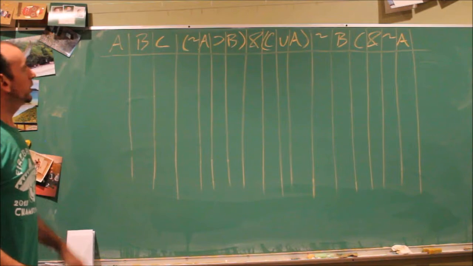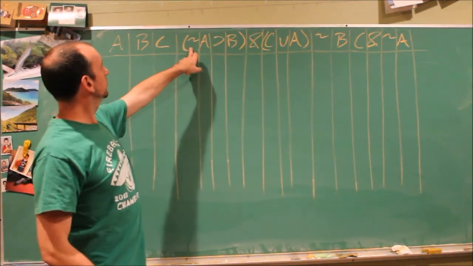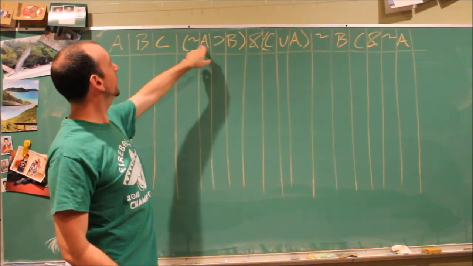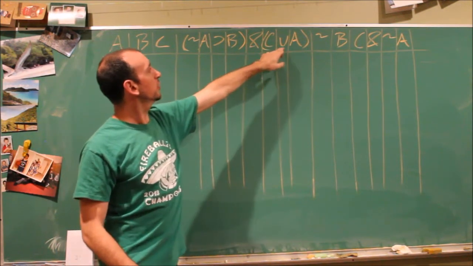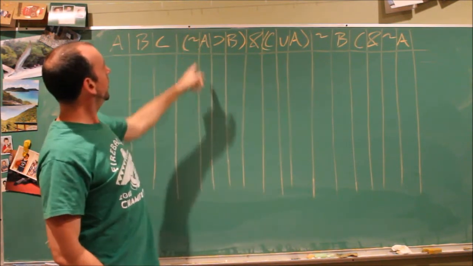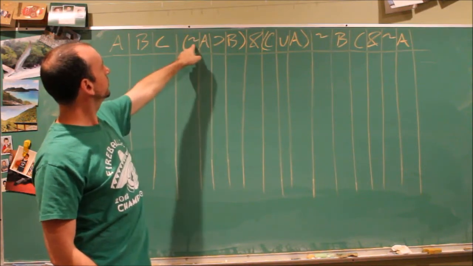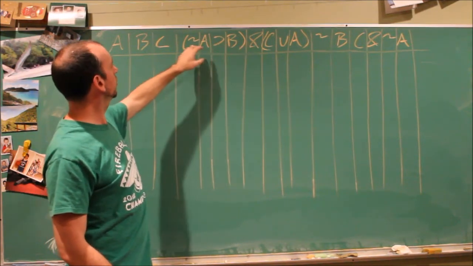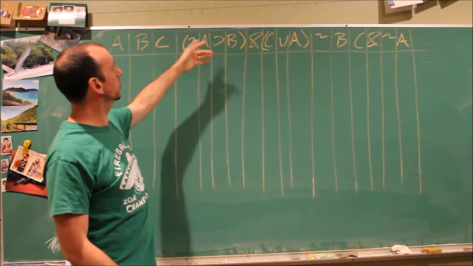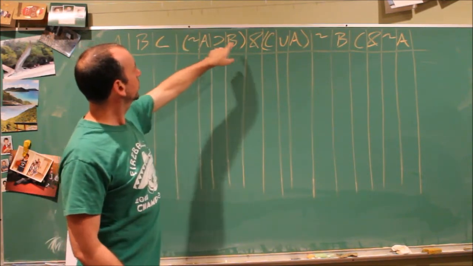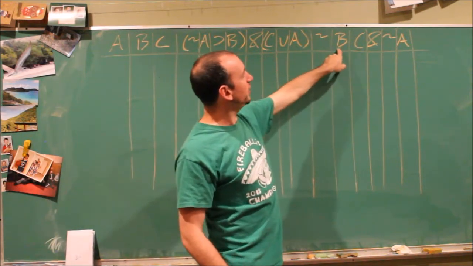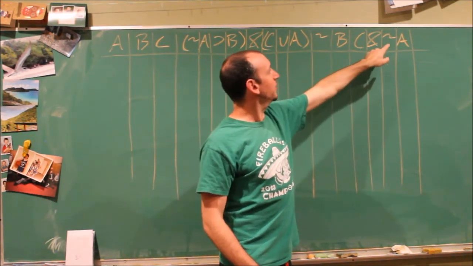So here we have our first premise, if not A, then B, that's our horseshoe, and C or A. And you'll notice that I put a separate column for every single one of these notations, except for the parentheses, which don't really do anything to the truth value. So you kind of keep that wherever they are. So that's our first premise. Our second premise is not B, and our conclusion is C and not A.